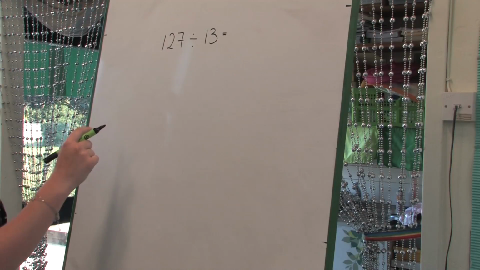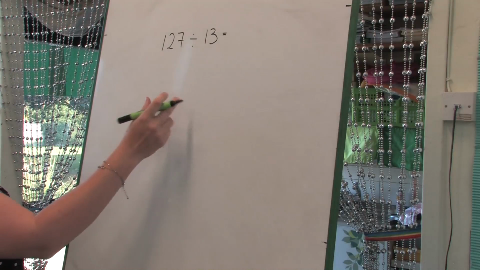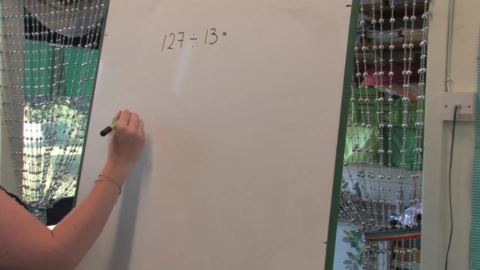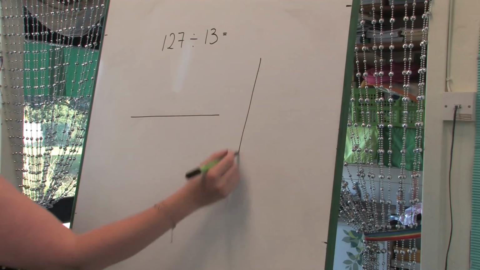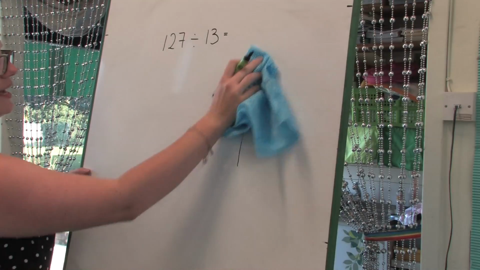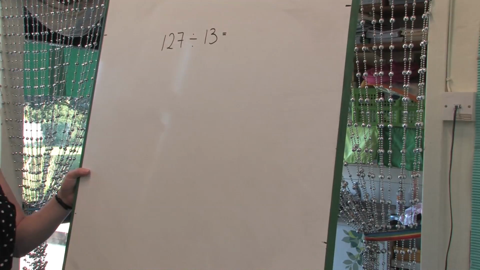Once children have mastered division on a number line, we move on to chunking. Chunking is literally just turning that number line from horizontal to vertical. So, again, we go back to having those key facts that we used on the number line to help us.